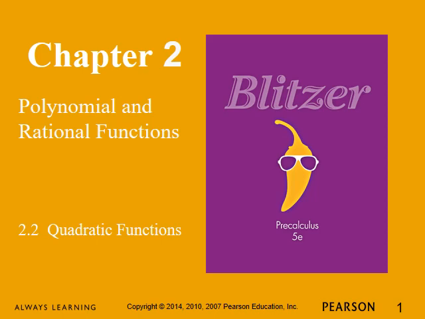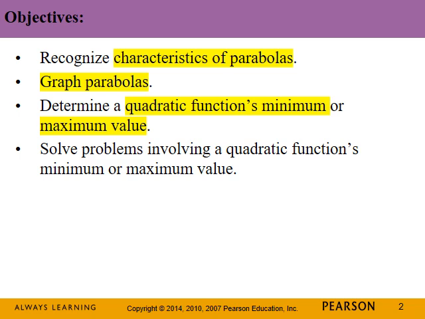Chapter 2, Polynomial and Rational Functions, Section 2.2, Quadratic Functions. The objectives for this section would be to recognize characteristics of parabolas, graph parabolas, determine a quadratic function's minimum or maximum value, solve problems involving a quadratic function's minimum or maximum value. The highlighted objectives would be the main focus for this section.